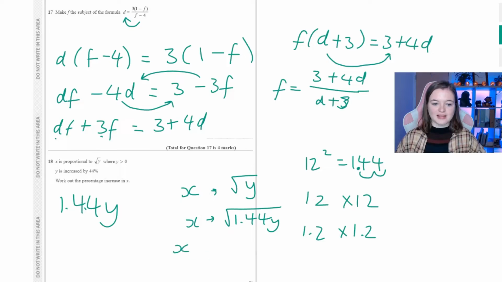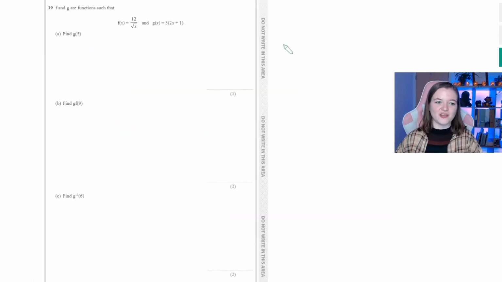So then x is then equal to 1.2 lots of root y. Let's square root of this. I can take this out, left with root y. So then x is then proportional to 1.2 lots of root y. So x is going to be essentially 20% bigger for this one there. Does that make sense?